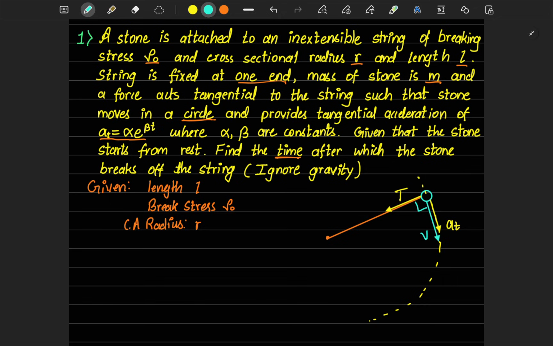Now we'll get back to the question. So now the force is acting like this, and it is causing an increase in acceleration, and that too an exponential increase. So if we try to note down the exponential function, it is alpha e to the power beta t. Okay, and the question asks us to find the time after which the stone breaks off the string, and we are told to ignore gravity.